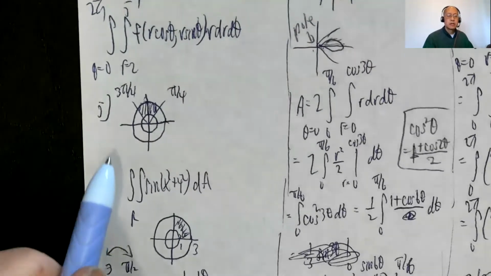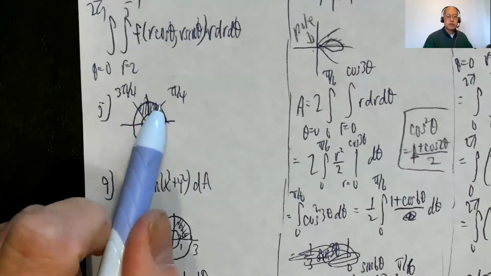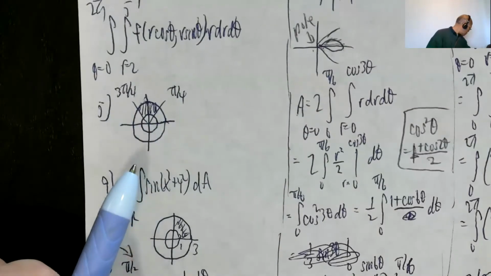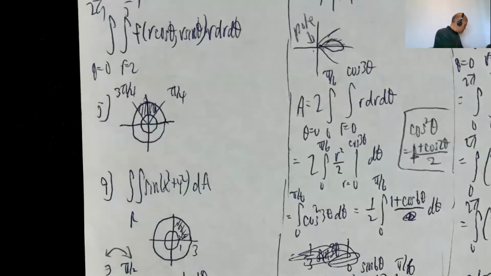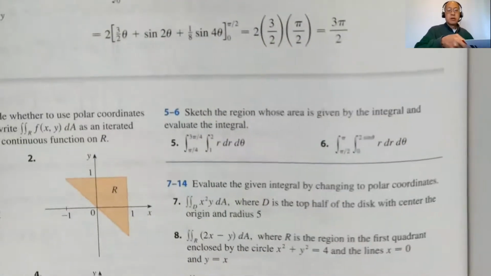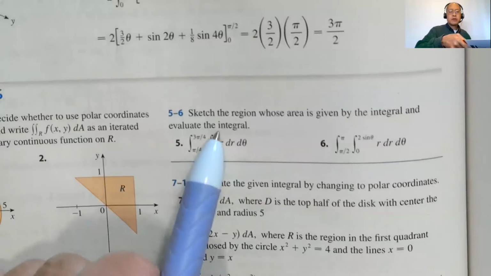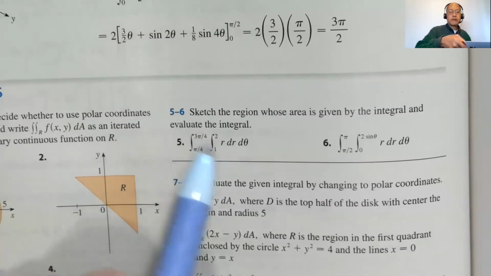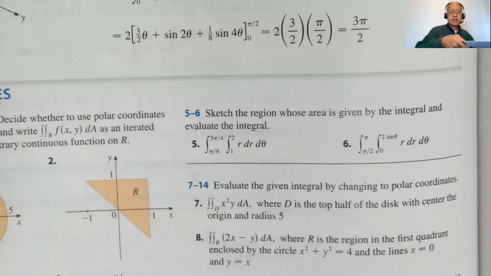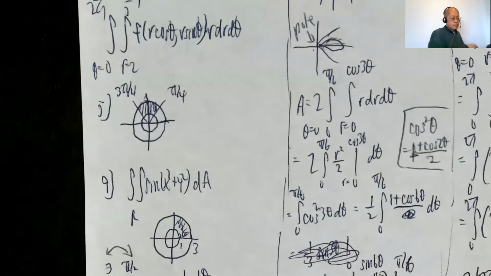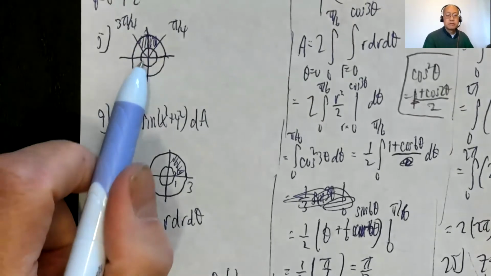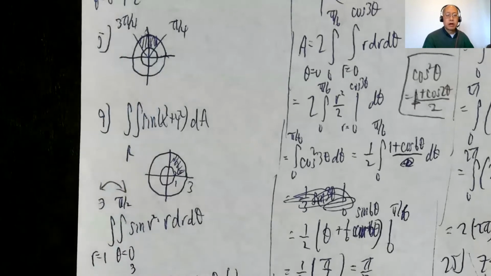Number 5, the picture is going like so and like so. R is going from 1 to 2, theta is going from pi over 4 to 3 pi over 4. R dr d theta means the area. So here's the picture. We're trying to find the area right over here.